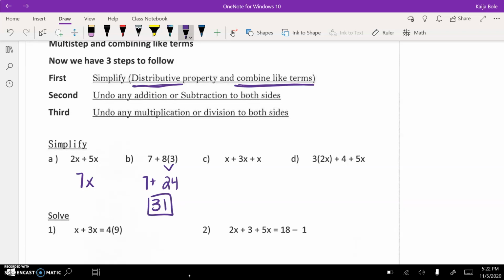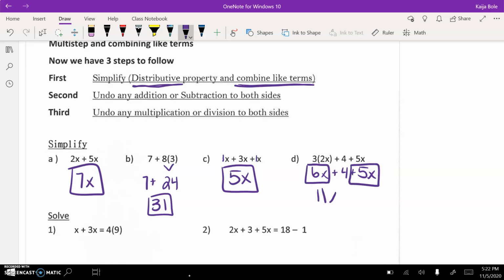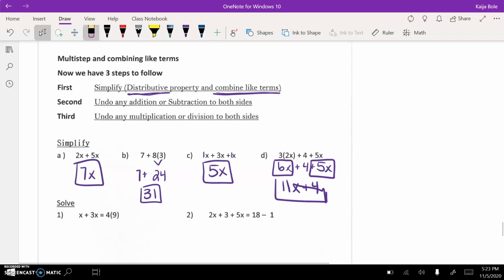Okay. Now here in part C, I have x plus 3x plus another x. Now remember, this is just like saying 1x plus 3x plus 1x. So this would give me 5x's. And then here, first I have to do the 3 times the 2x. So that would be 6x. Bring down everything else. And now this is where we can get back into the boxing and circling. So I've got 6x plus 5x, so that would be 11x, then plus 4.